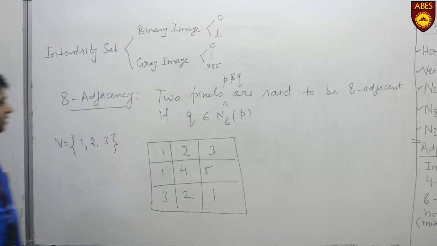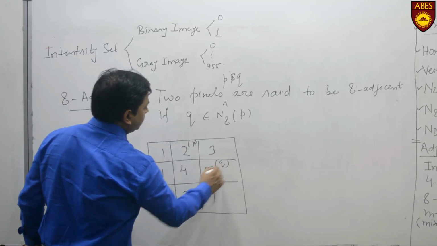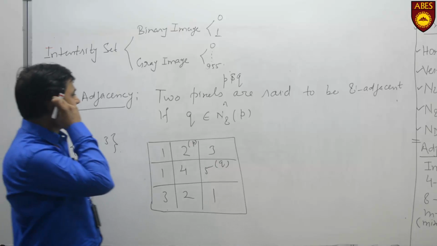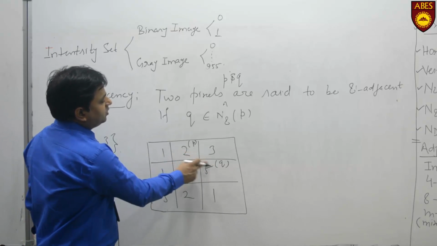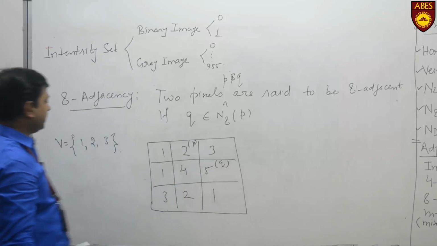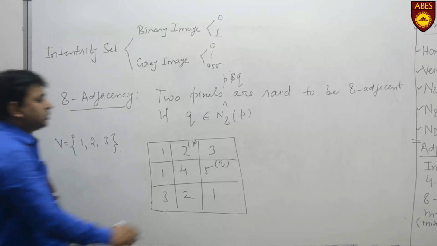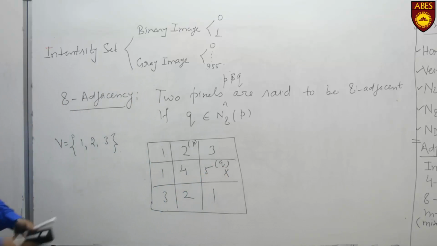And now my question is whether two pixels, suppose this is my P and this is my Q, are 8 adjacent or not. So what we will see, first we will check whether this Q belongs to N8P. Yes, it belongs to N8P. Second condition, we will check whether this Q belongs to the given set V. No. So P and Q are not 8 adjacent in this case.